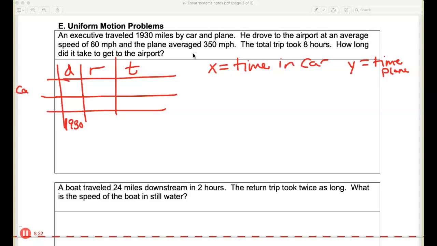Okay, so let's make this car and this plane, right? So we did 60 miles per hour in the car, so that's my rate here. We did 350 by plane, so I'm going to put plane there. And the total trip took 8 hours, so that's down here. How long did it take to get to the airport? All right, so our distance, actually, I guess maybe we do want this to be distance, right?